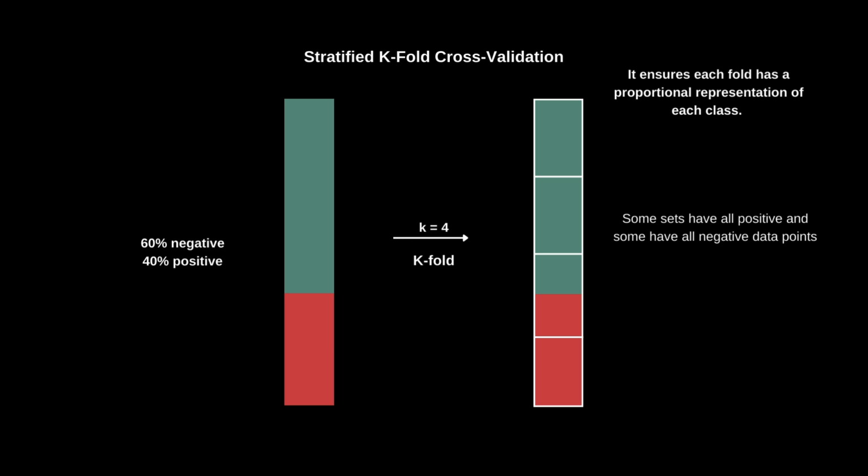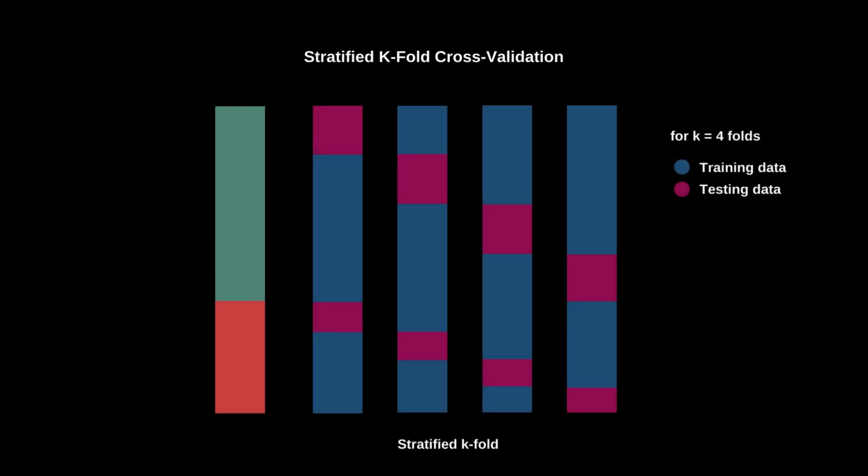So, here's how training and testing data would look for k equals 4 in stratified k-fold cross validation, where the same ratio of positive and negative is maintained in both training and testing data. It's like making sure each team in a game has a fair mix of players.